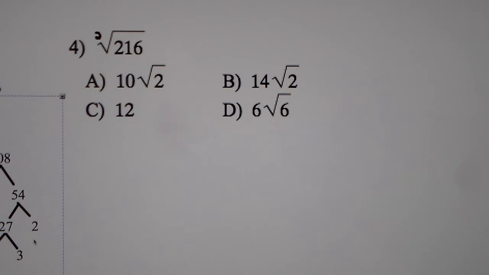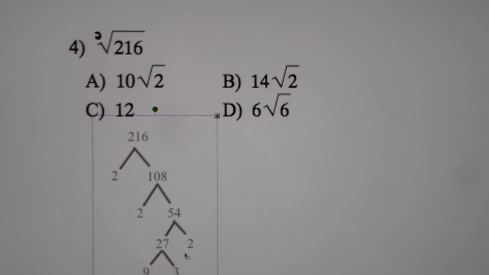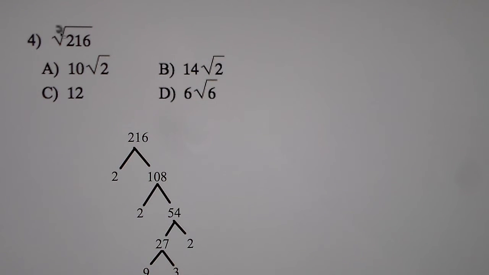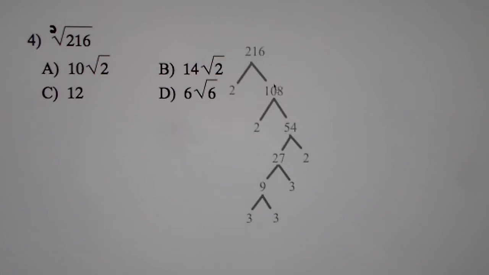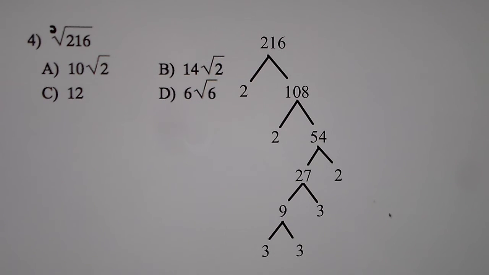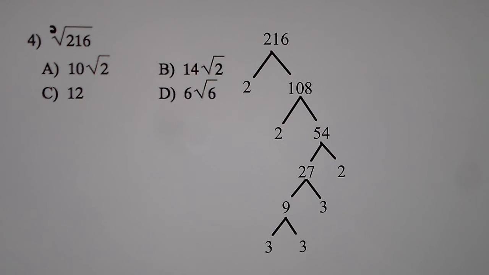So now 216, it's an even number, so it's divisible by 2. Let's make this a little bit easier on your screen. Put it right over here and make it bigger. So we have 216. We break that down and we get 2 and 108. So 2 is a prime number. So I circled it. Now 108, that is a composite number.